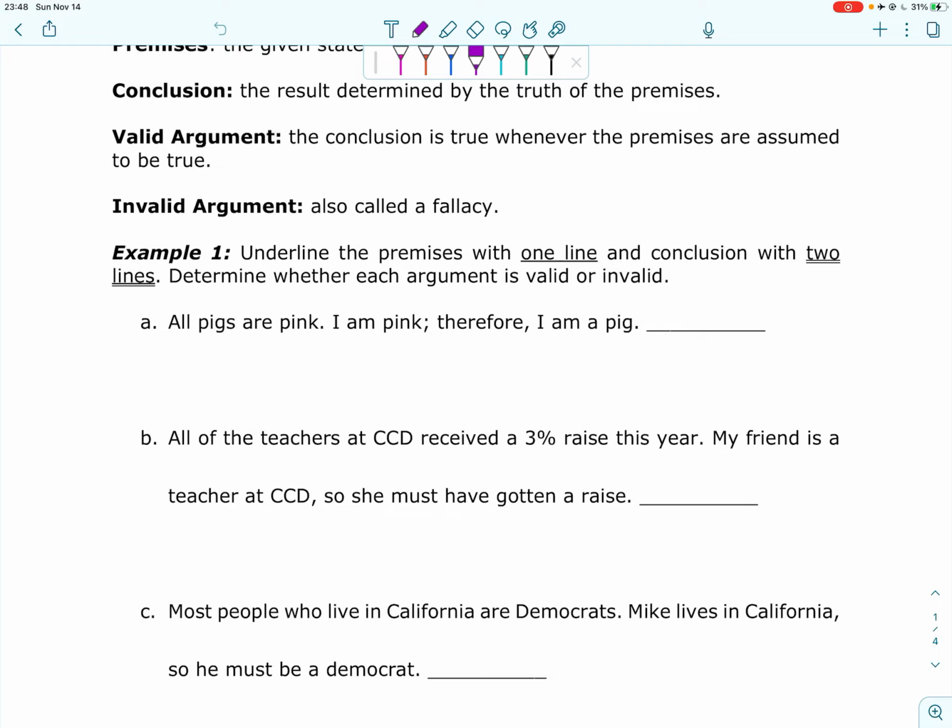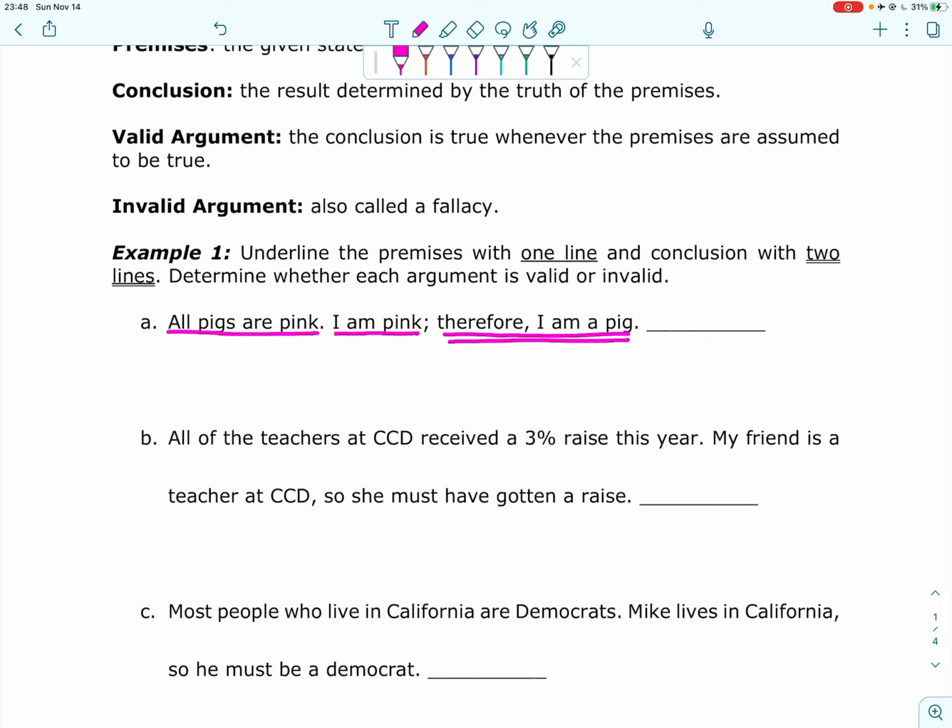So the first argument says, all pigs are pink. I am pink. Therefore, I am a pig. So the premises are that all pigs are pink and I am pink. The conclusion is that therefore I am a pig. I have reached the conclusion that because my skin is pink and pig skin is pink, I am a pig.